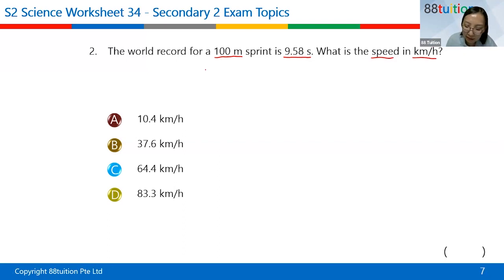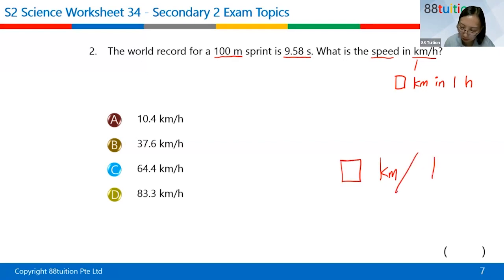Over here, first it's telling you to find out how many kilometers in 1 hour. When you write kilometers per hour, there's actually a missing number here, 1. It means 1 hour. So what you do is, in 9.58 seconds, you run 100 meters. Then you ask yourself, in 1 hour, how far can I run? Now, 1 hour is equal to 3600 seconds.